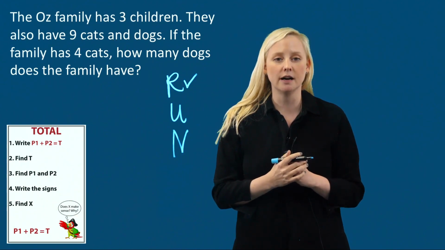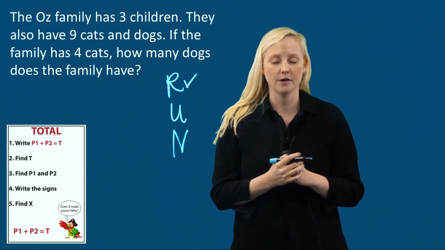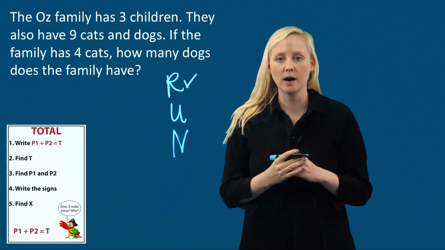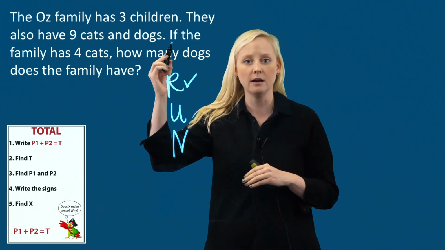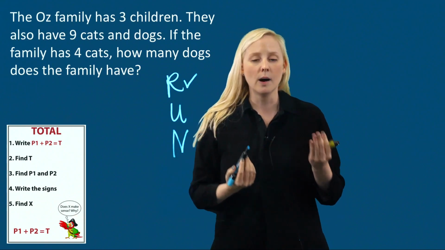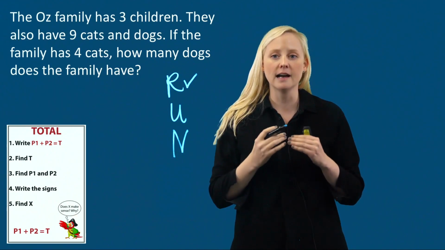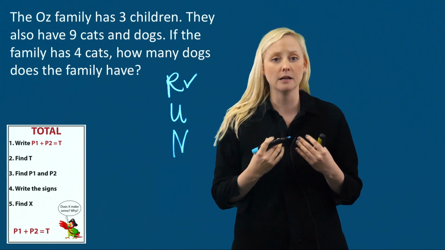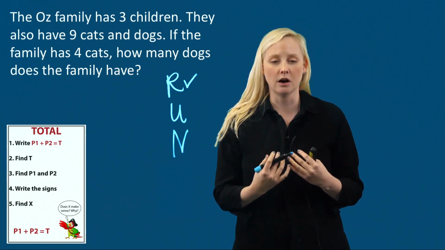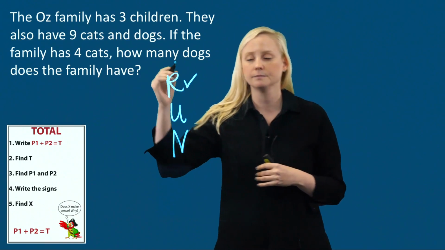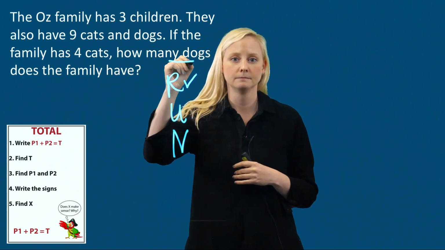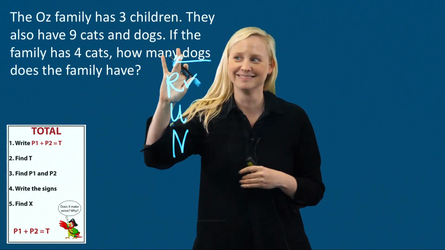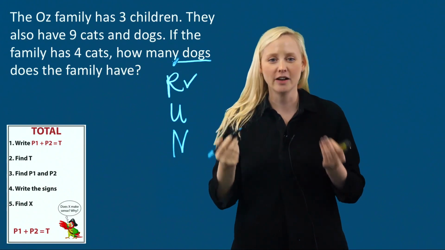The U stands for underline the label and cross out irrelevant information. I identify my label by looking in the question sentence. The question sentence is the question with the capital letter and the question mark. The question sentence says, if the family has 4 cats, how many dogs does the family have? The question is asking me about dogs, so I'm going to underline dogs. Dogs is our label. Okay, we've underlined the label.